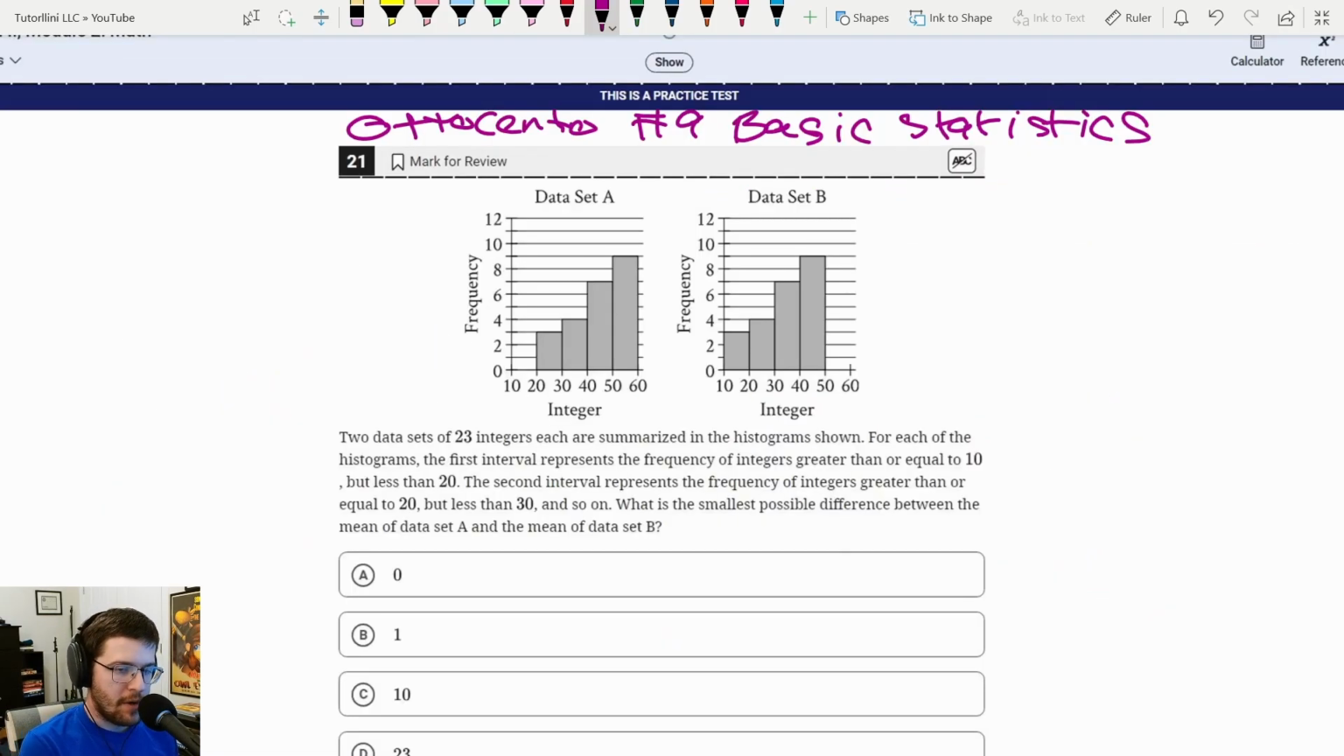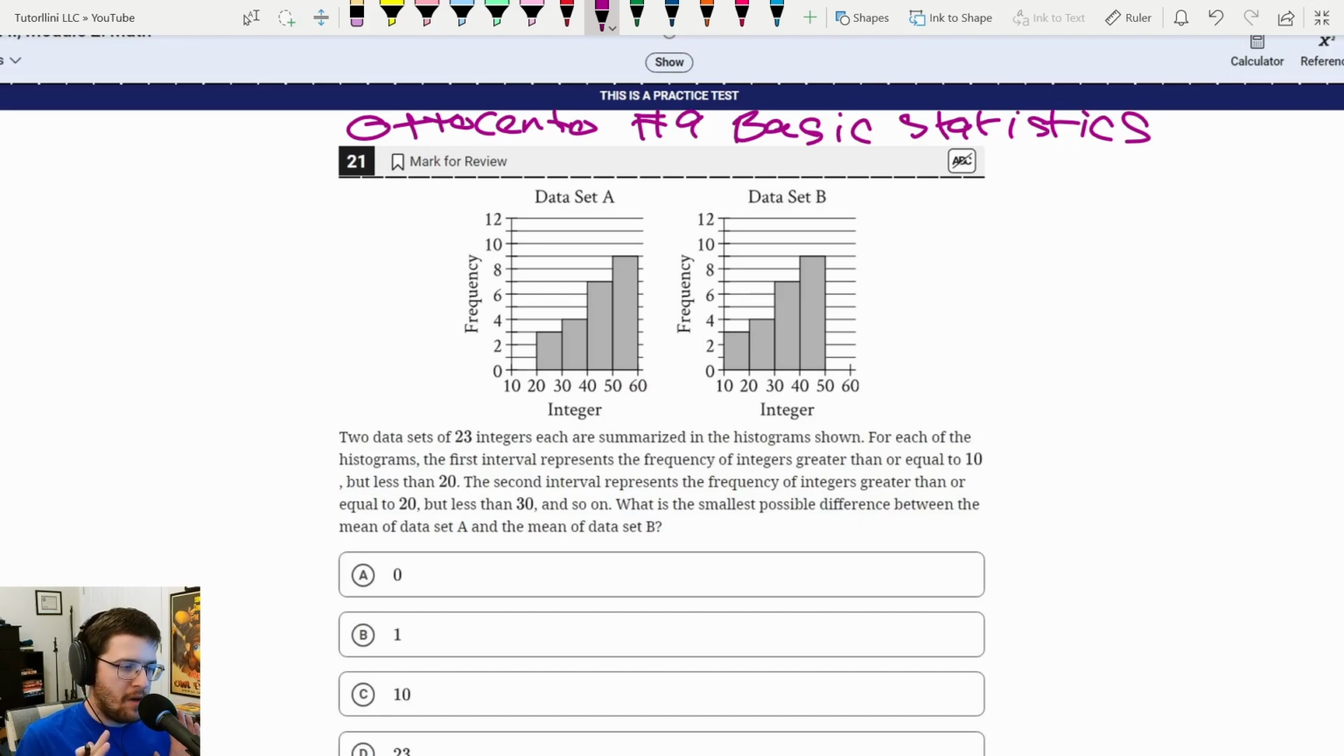Okay, question 21. So I go over this in great detail in my video called Ottocento number 9, Basic Statistics. Most specifically, there's a segment of that video called optimization. So you want to go watch that. Make sure you watch the whole thing, because there might be other stuff in there you don't know, but this is covered in the segment called optimization.